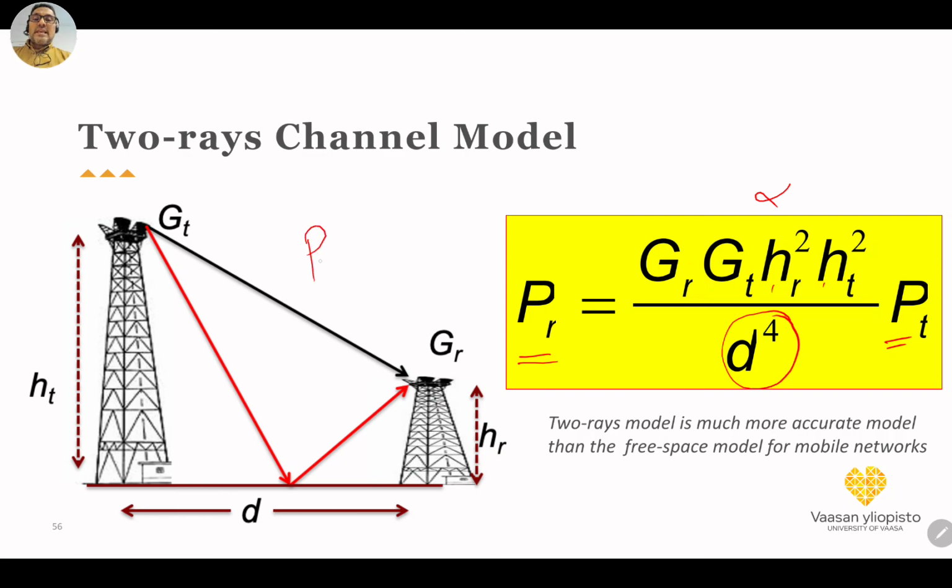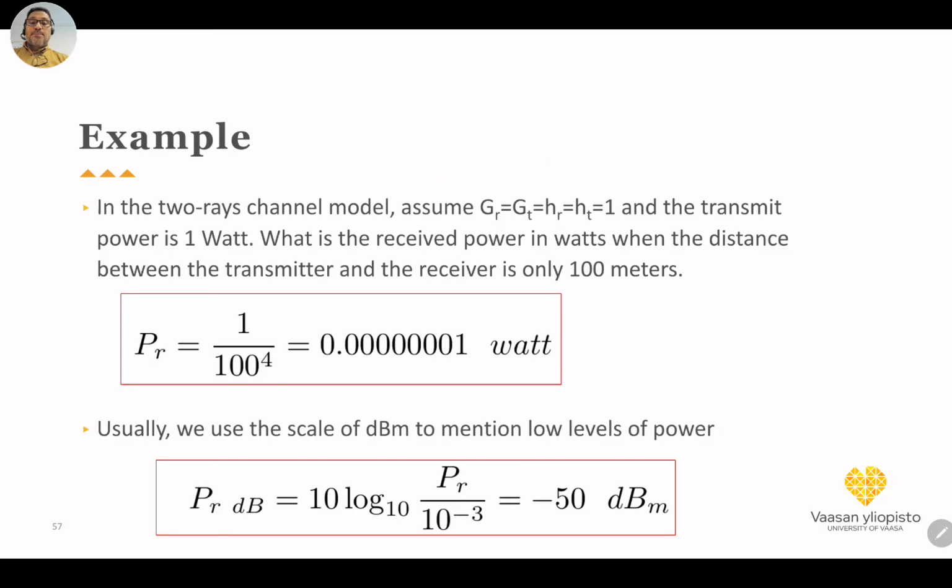In that case, we say that the received power is equal to some random number multiplied by the transmitted power divided by d to the power 4. Here we have some random number that can be, for example, a log-normal distribution, if we take only the large objects attenuation in the channel. And when we talk about digital communication and the problems of the channel in digital communication, we will see more about these properties.